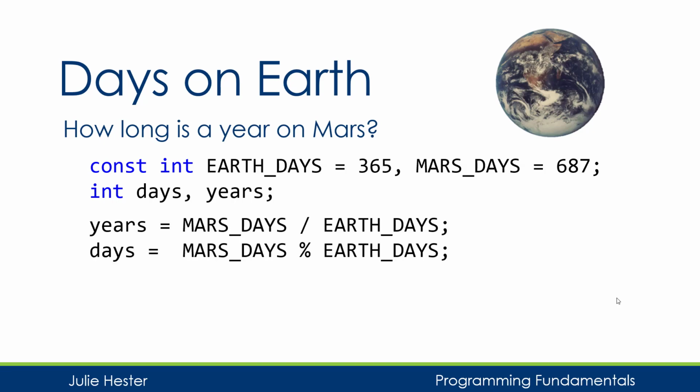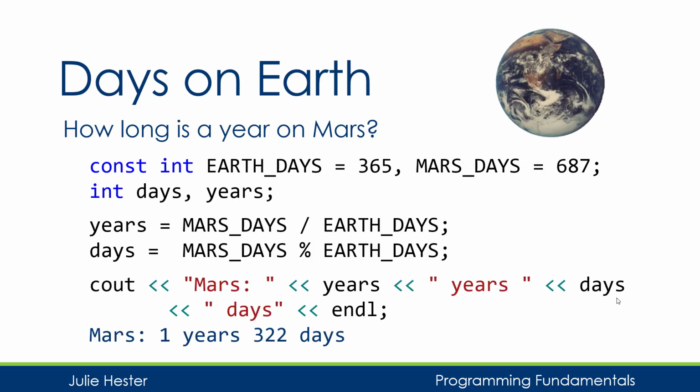So to calculate the years, I'm going to take my Mars days, which is 687, divide it by 365. And if you think in your head and approximate that, that's going to be a little less than 2. But how many days are left over? Here's where I'll use the modulo operator. I'll take the Mars days of 687 mod 365. And what I'm going to see when I do this calculation is I have 322 days left over.